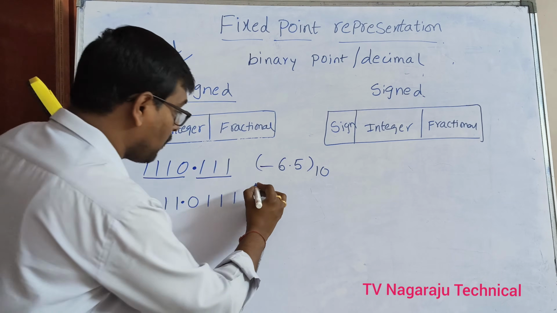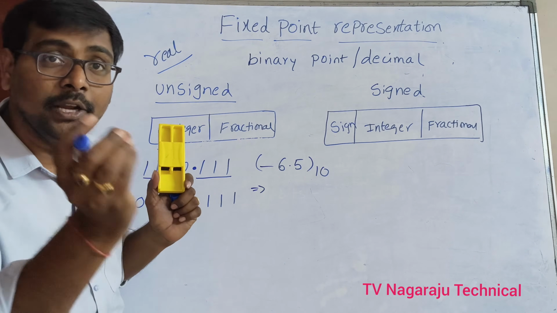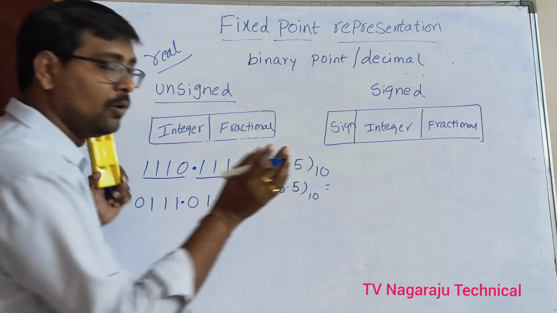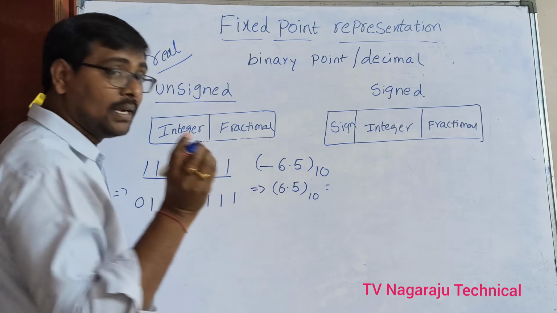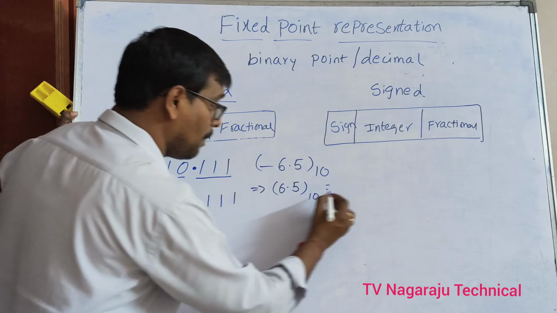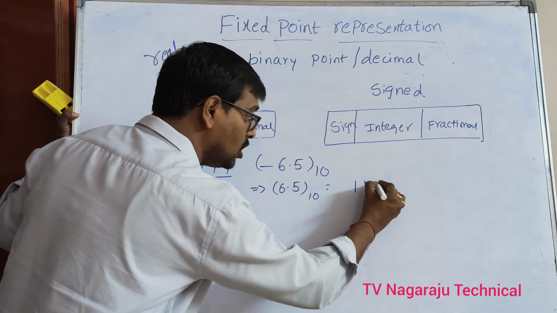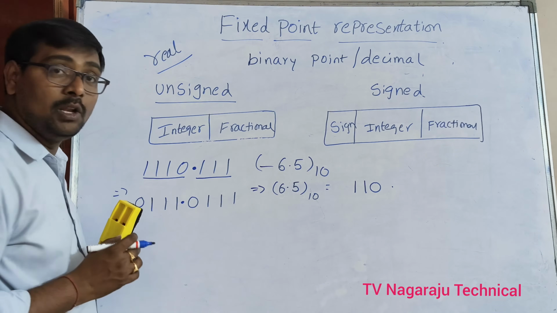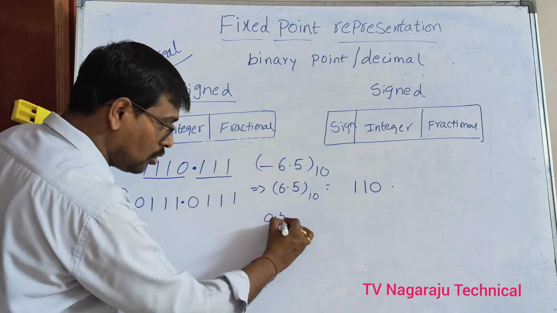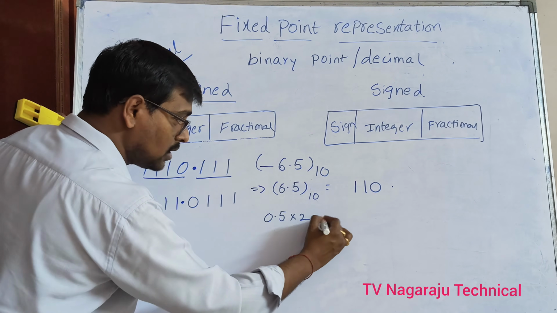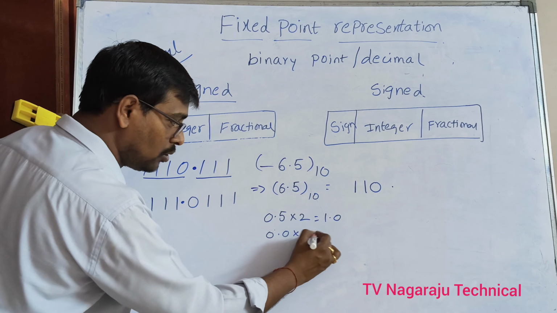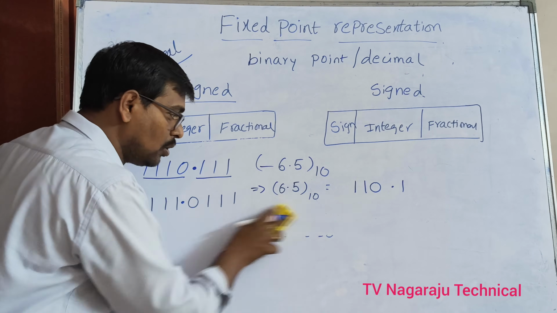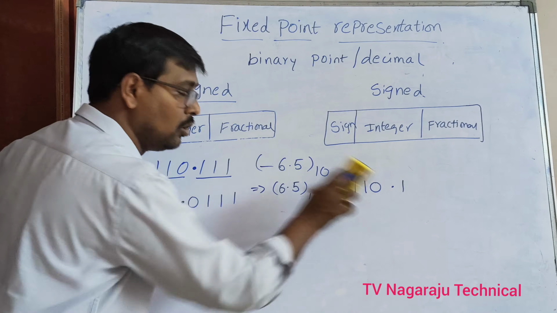What is your aim? The first thing is to convert the number into binary. Now take 6.5 only instead of negative. What is the binary value of 6? The binary value of 6 is 110. What is the binary value for 0.5? We already know 0.5 times 2 is 1.0. Then 0.0 times 2 is 0. So the binary value for .5 is 1. Anyway, you know the procedure for how to convert decimal into binary.